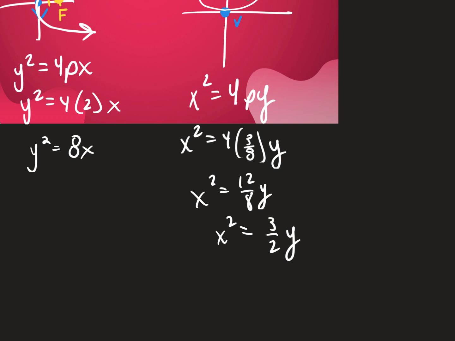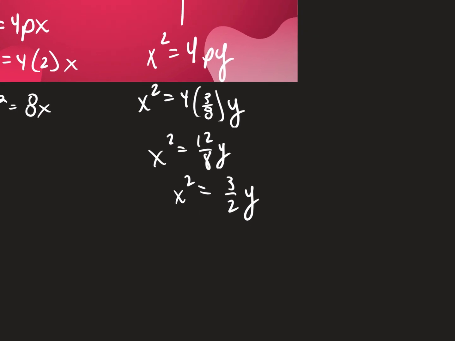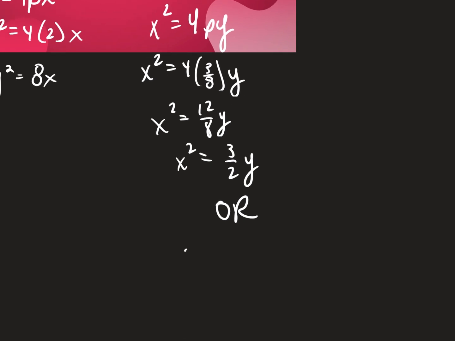What's another way you might see that written? Okay, you could write 1 and 1/2. What's another way you could write it without any fractions? No, not with a decimal. Without any... Yep. You might see it as 2x squared equals 3y.